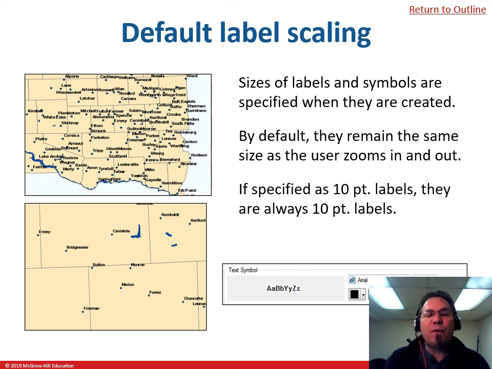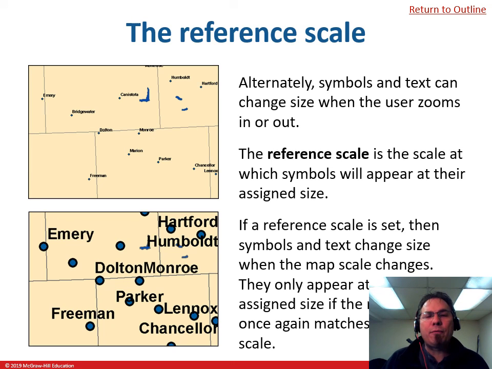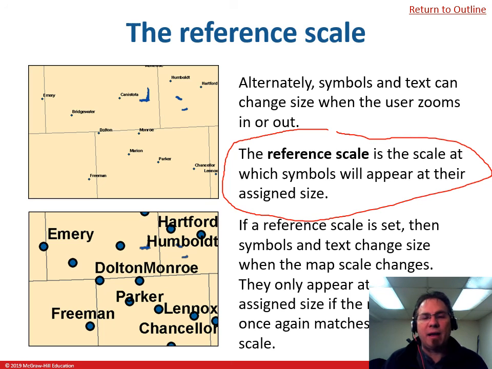So when you first put the labels on your map, you are labeling them at whatever scale the map is at, and they stay that way regardless of whether you zoom in or out. However, if you put on what's called the reference scale, that's the scale at which symbols appear at their assigned size.